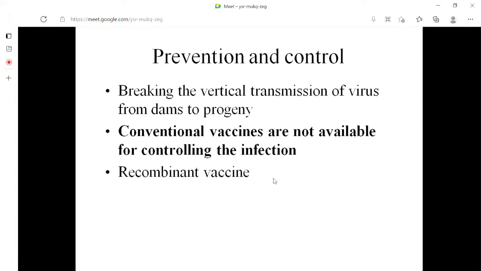So here basically we aim to prevent the vertical transmission. The parental flock should be screened very properly. If any doubt is there, then we should remove the parental flock, and if we can break the chain of vertical transmission, then the disease can be averted. So this is the aspect.